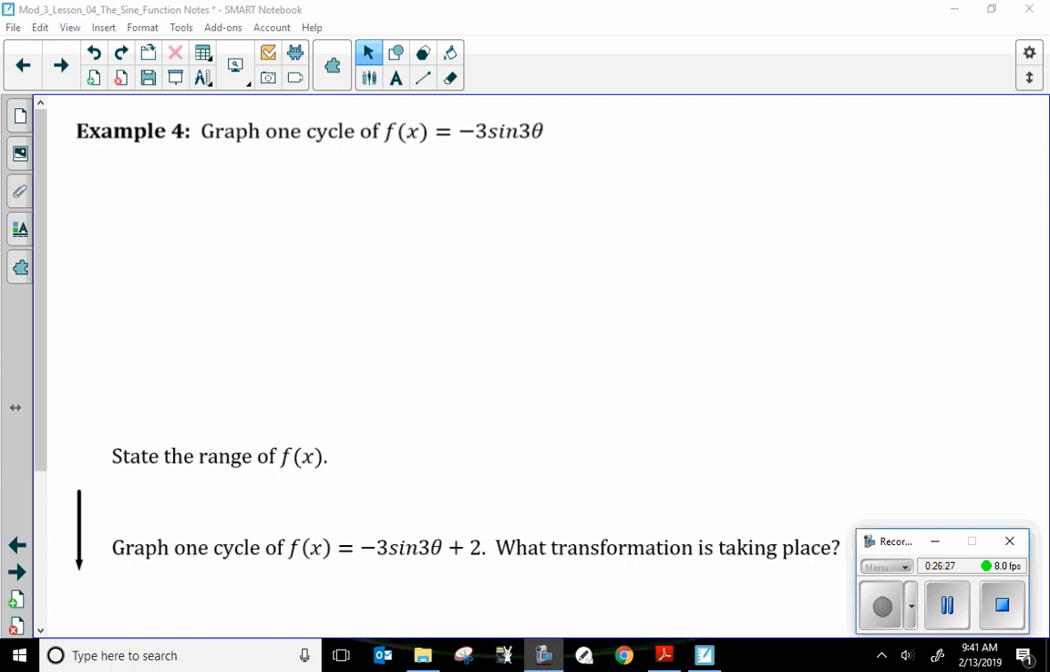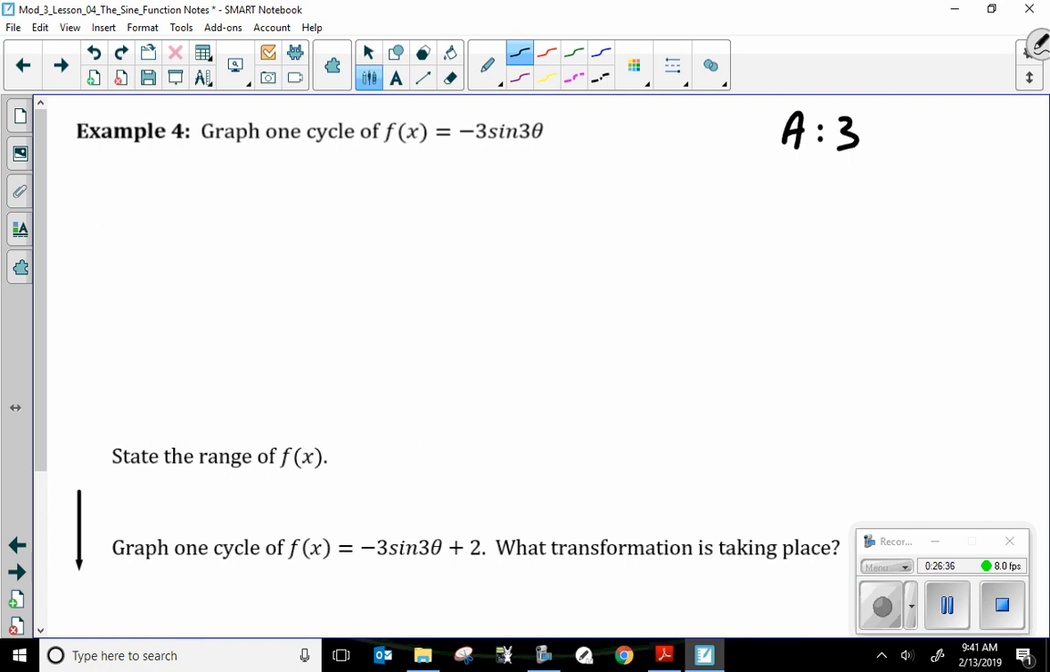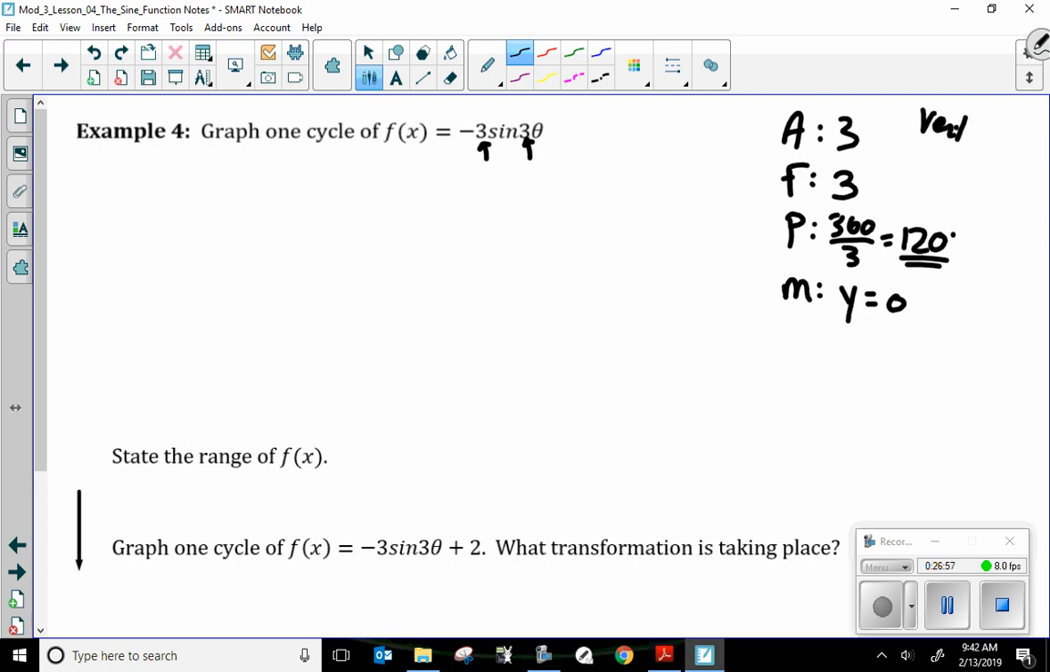Graph one cycle of f of x equals -3 sine of 3 theta. Okay, so my amplitude is 3. My frequency is 3. My period is 360 divided by my frequency, so that's 120. That's the length of one cycle. My midline hasn't changed, so it's still y equals 0. But it is negative, so I have a vertical flip, and I remind myself it starts down, then up. Okay? So let's graph this. Very, very simple.